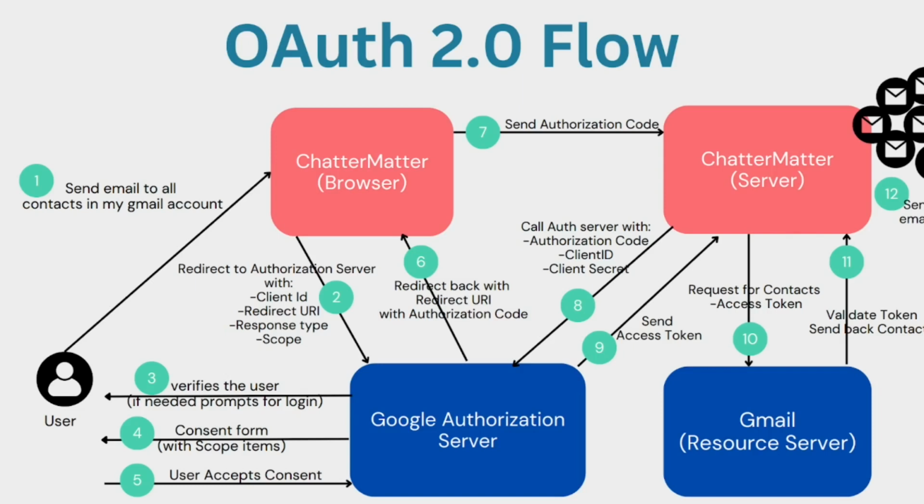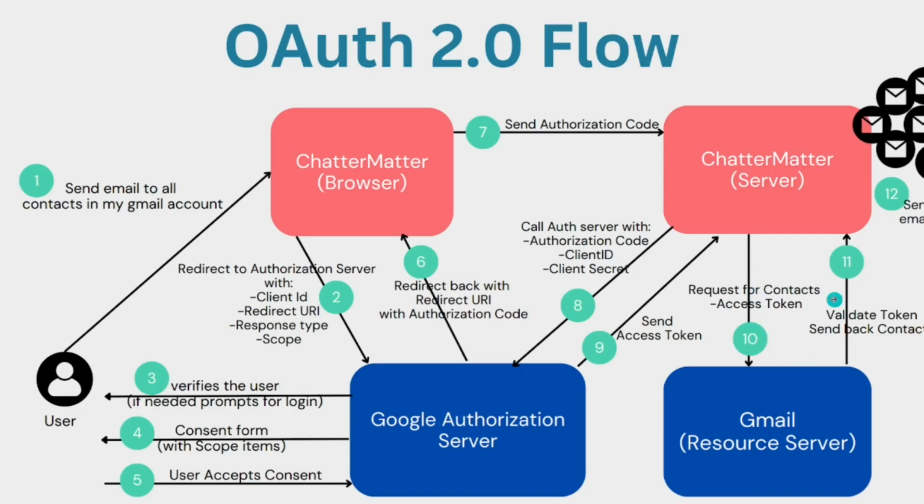So after 15 minutes, if it gets expired, the refresh token, which is also received from the authorization server, can be used to refresh and get a new access token. Let us forget about that for now. Now the Chattermatter server has got the access token. The Chattermatter server can now call the resource server and request for the resource.